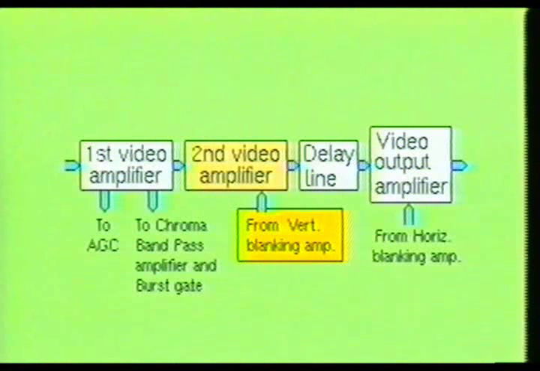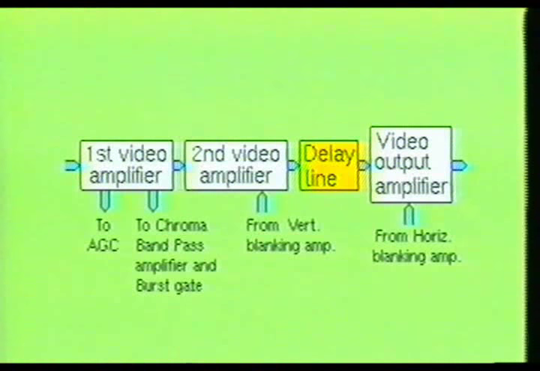The second video amplifier stage provides additional boost to the video signal and receives vertical blanking signals from the vertical section of the color television receiver. It is not uncommon to find as many as 5 amplifier stages in the video amplifier string.